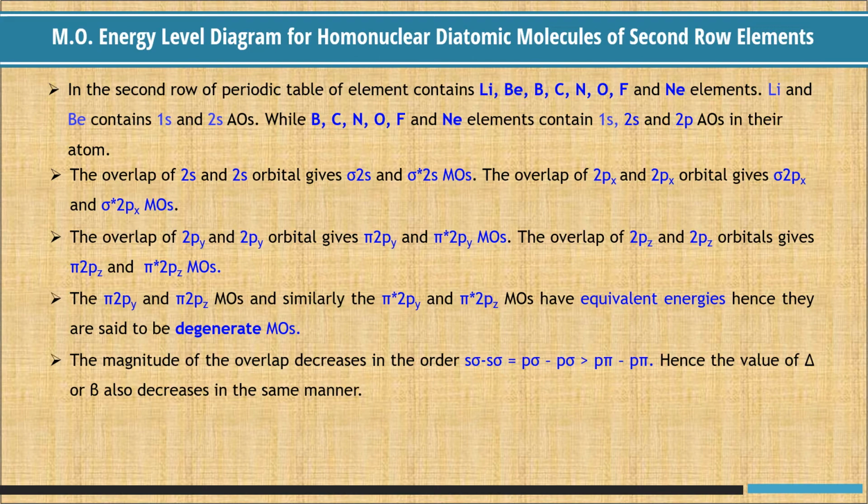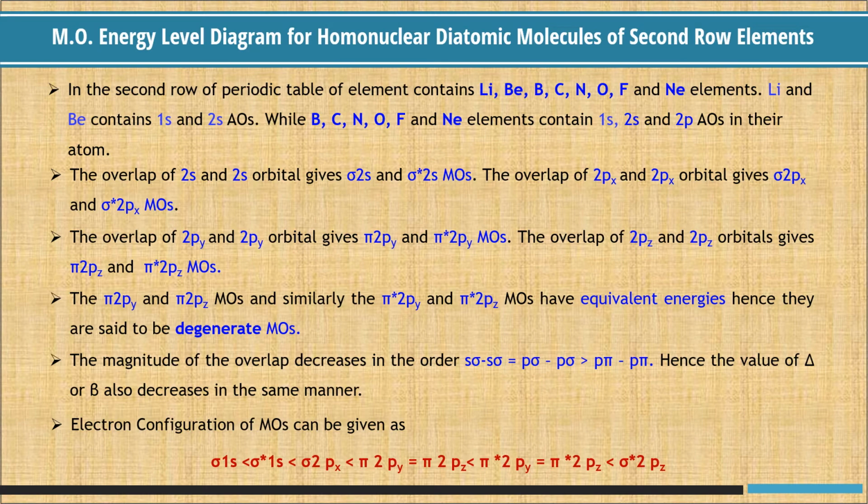The magnitude of the overlap decreases in the order S sigma equal to P sigma greater than P pi. Hence, the value of delta or beta also decreases in the same manner. The electron configuration of molecular orbitals can be given as sigma 1s less than sigma star 1s less than sigma 2px less than pi 2py equal to pi 2pz less than pi star 2py equal to pi star 2pz less than sigma star 2px.